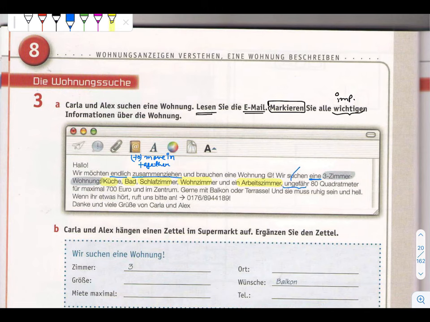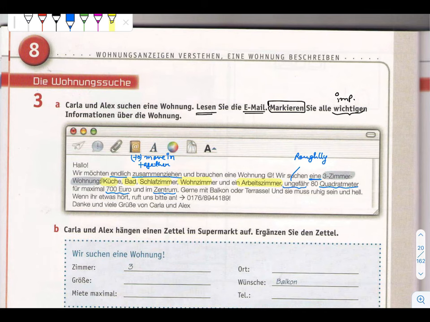Ungefähr means roughly. 80 quadrat meter size of the room, for maximal 700 euro und im Zentrum. Zentrum means in the center, or you can say in the city.